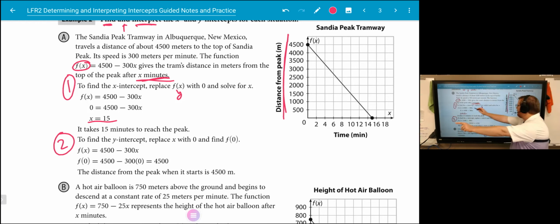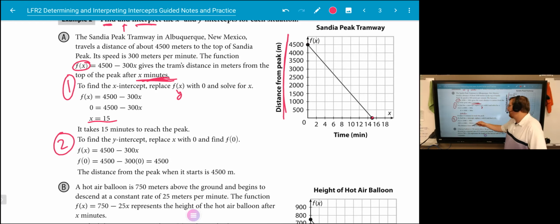15 what? Let's go back to what x means. X means minutes. In other words, it takes 15 minutes to reach the peak. When it starts out at time 0, it is 4,500 meters away from the peak because you're starting at the bottom and going to the top. So the distance away is 4,500. It takes 15 minutes to reach the top. That's when it's 0.